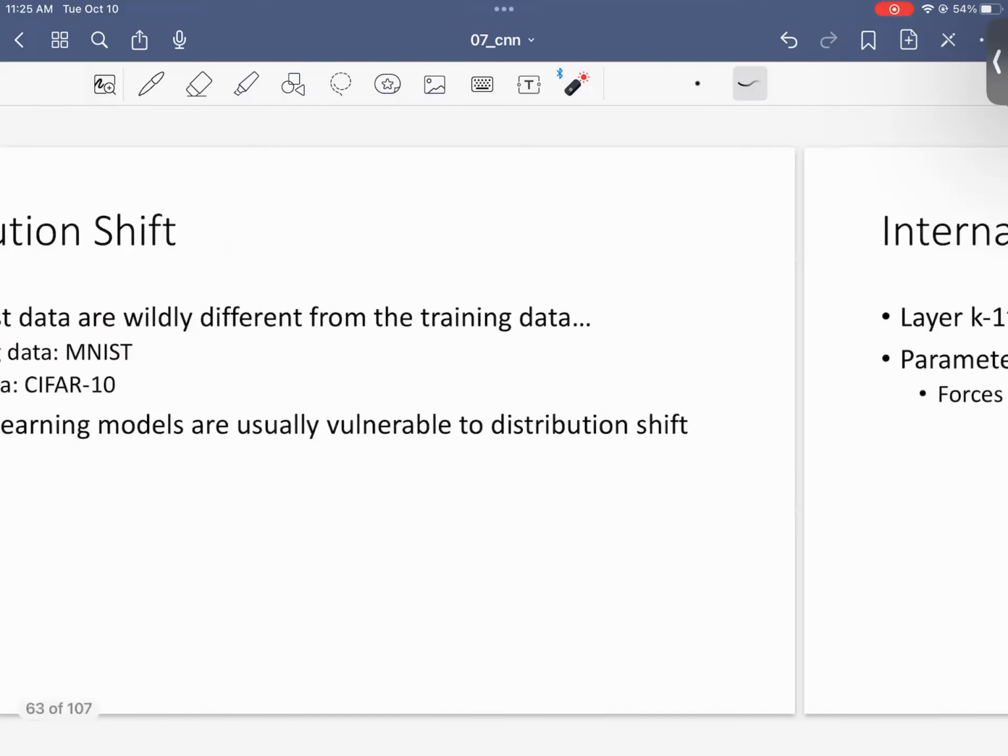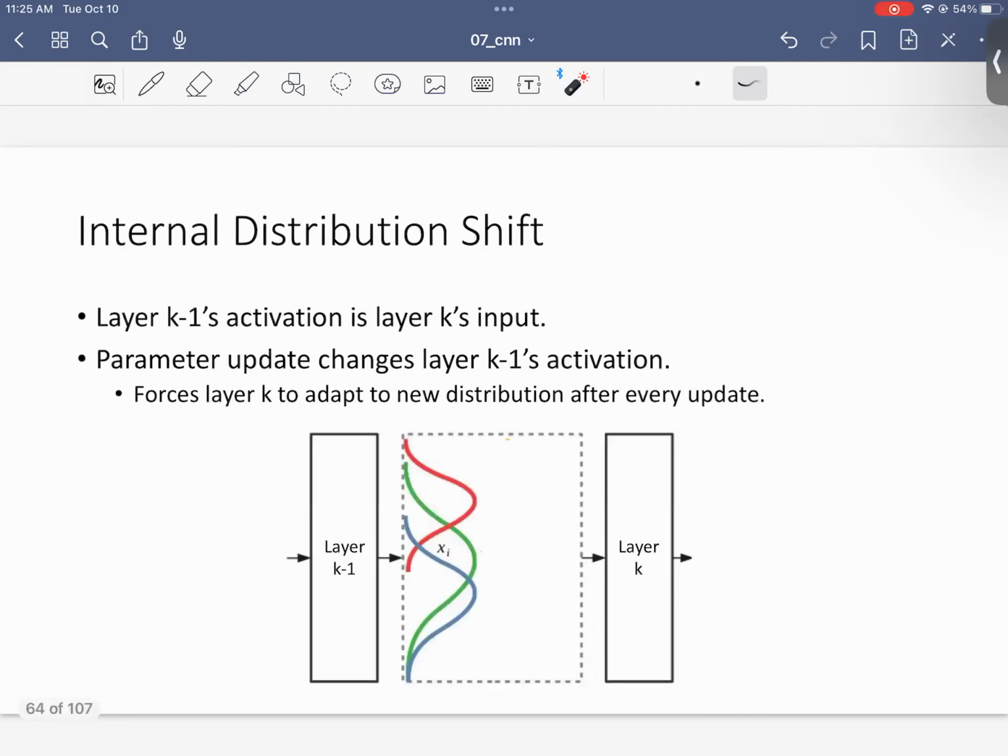Right, and now we go to something called internal distribution shift. What it means is that the previous layer's, the (k-1)th layer's, activation or output is the same thing as the next layer's input. This is common sense, right? Your previous layer's output is your next layer's input.